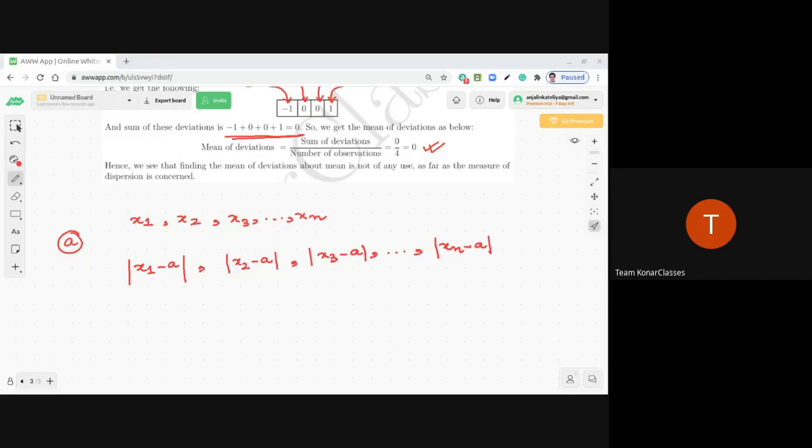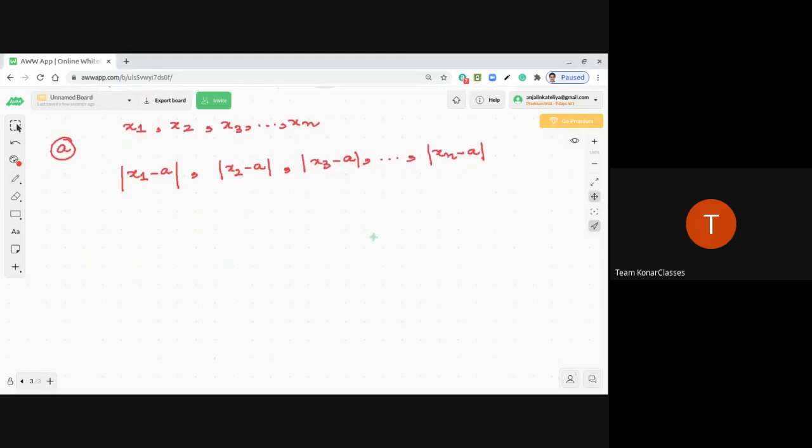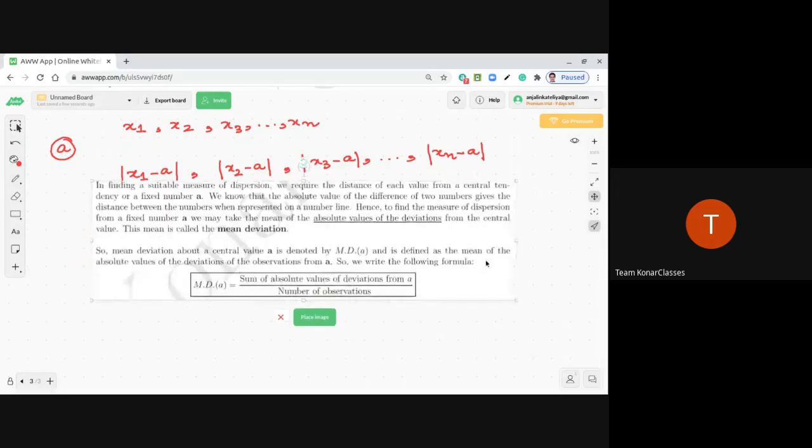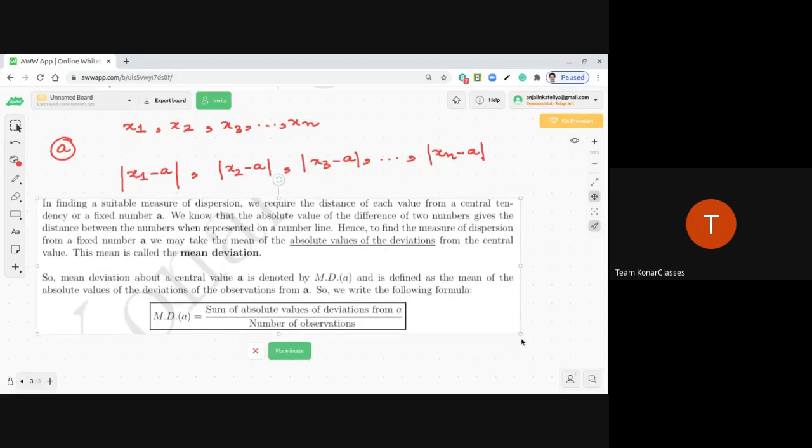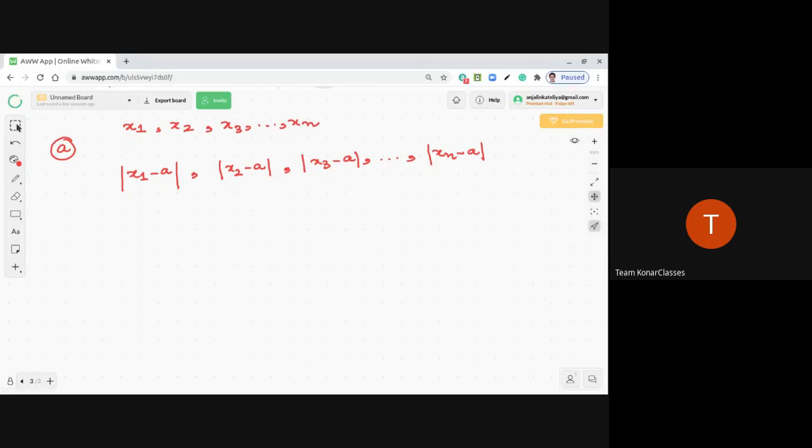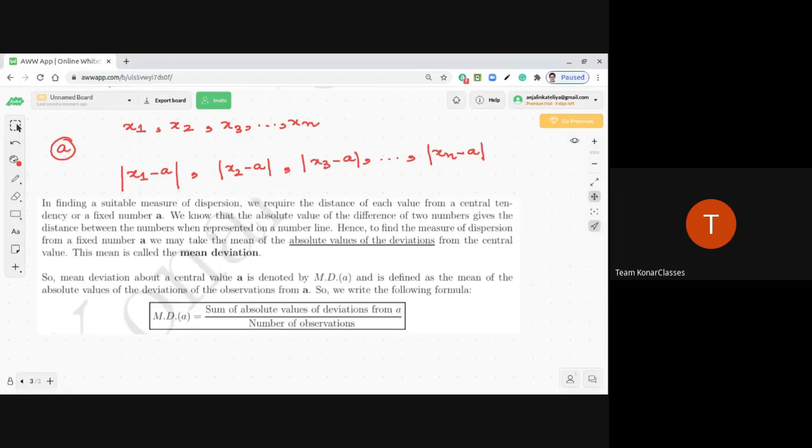So, let me first place the note in front of you, dear students, and then let me explain further whatever I said, to get more realization by means of this note. I read this statement as you see on the screen: in finding a suitable measure of dispersion, we require the distance of each value from a central tendency or a fixed number A.